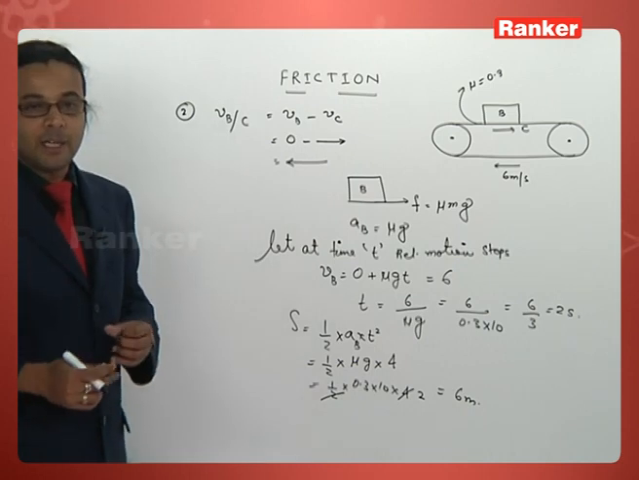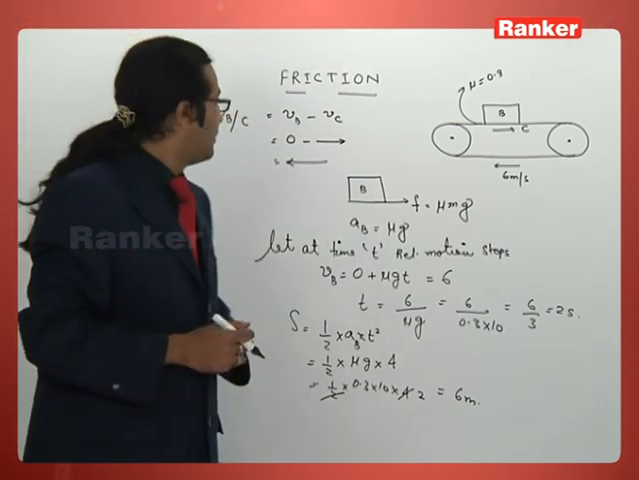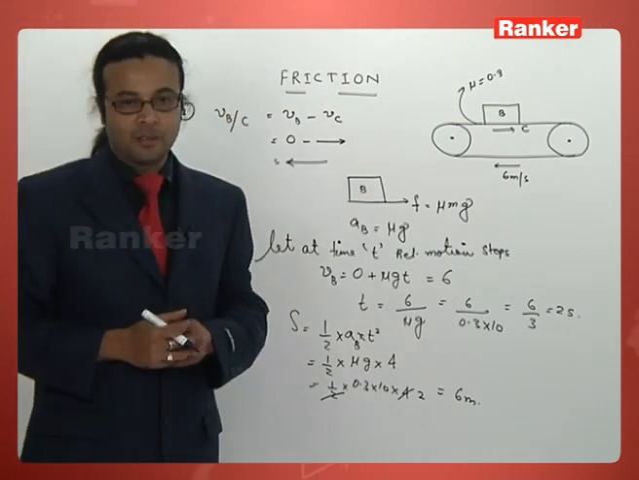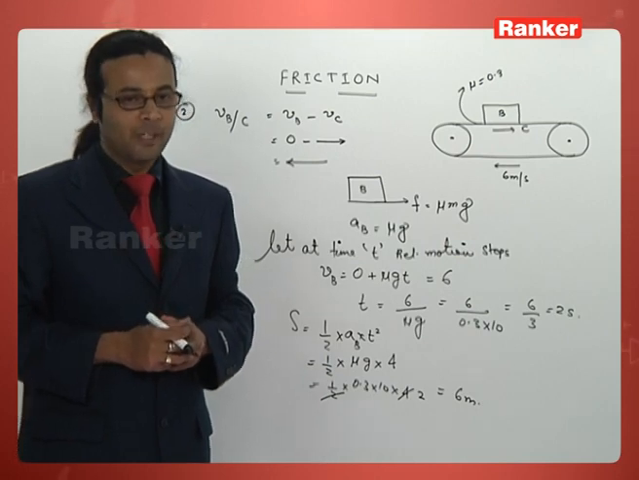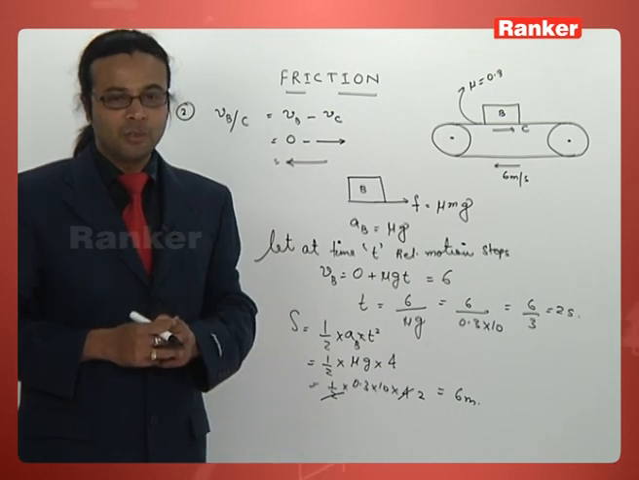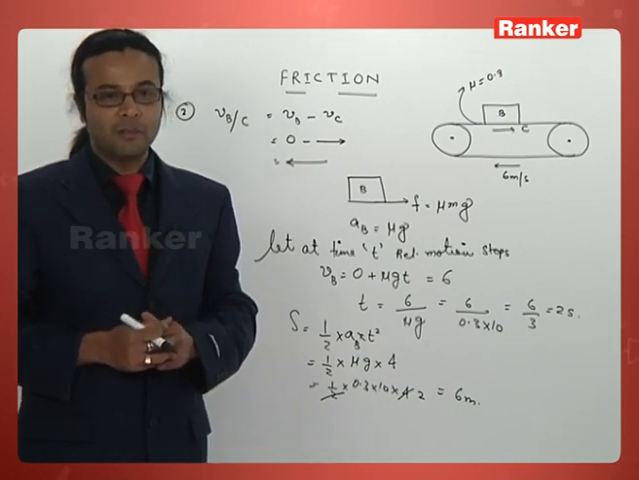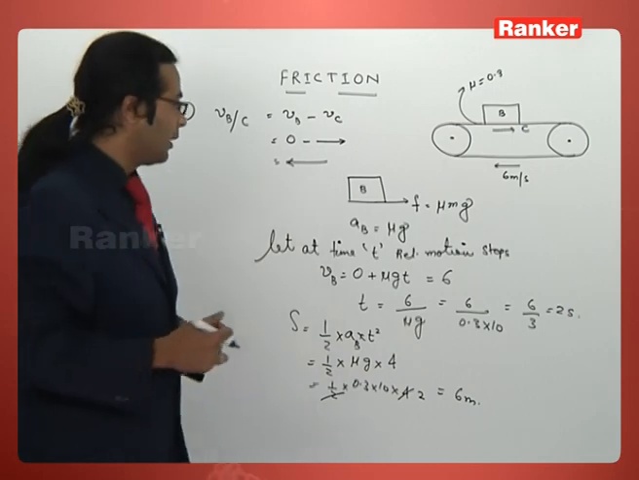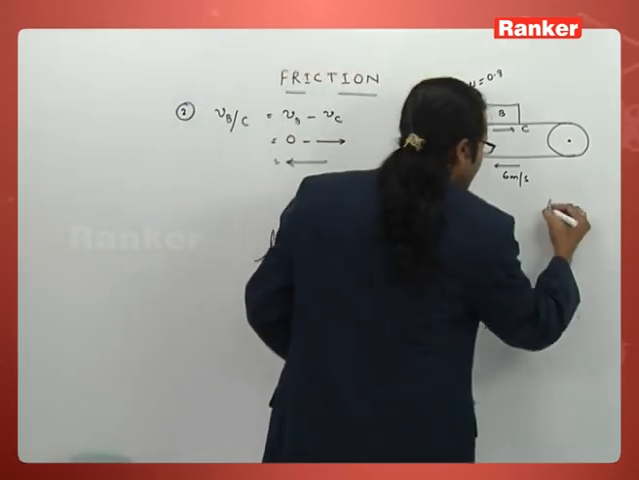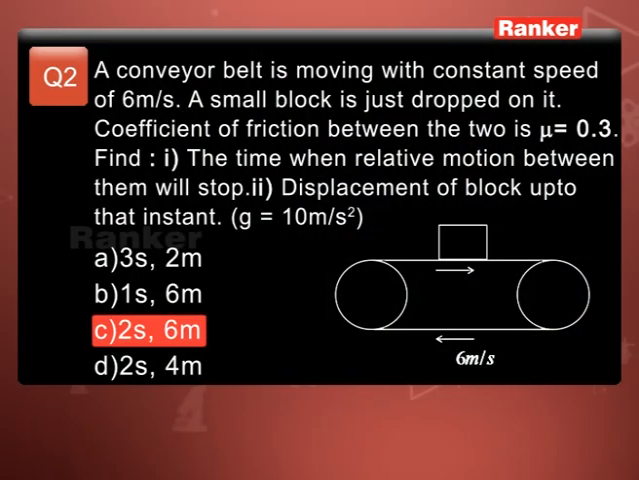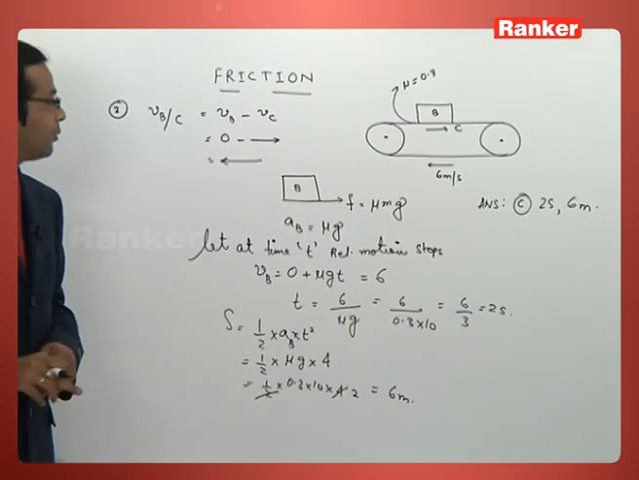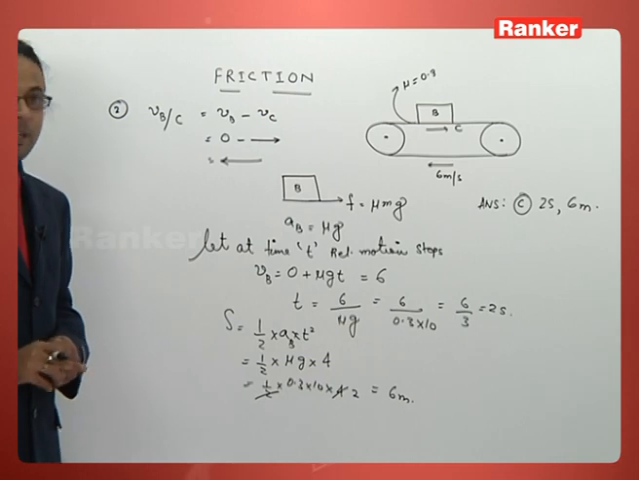So the options are given as: option A, 3 seconds, 2 meter; option B, 1 second, 6 meter; option C, 2 seconds, 6 meter; option D, 2 seconds, 4 meter. So the answer will be C, which is 2 seconds and 6 meter, we got it. We move to the next question, number 3.